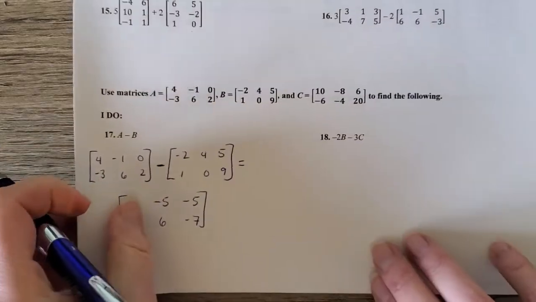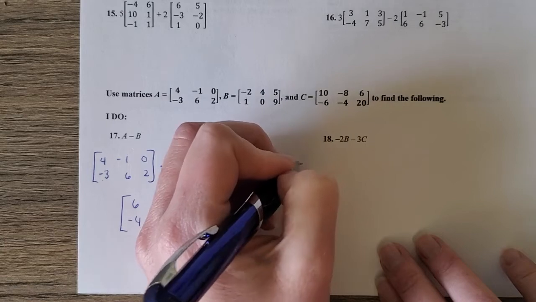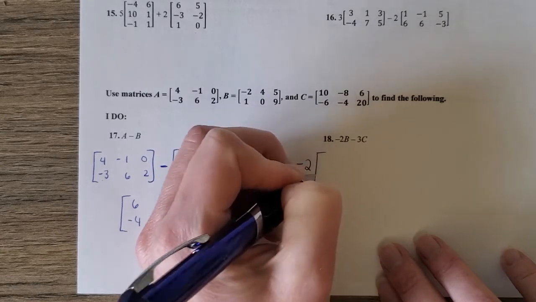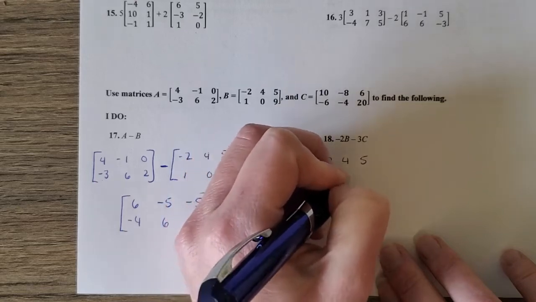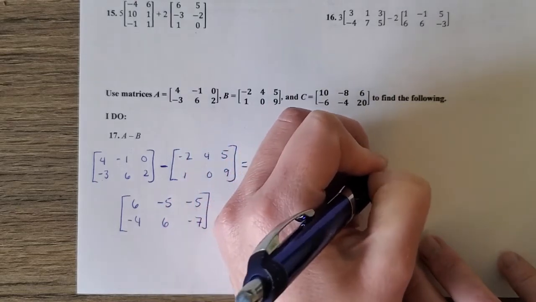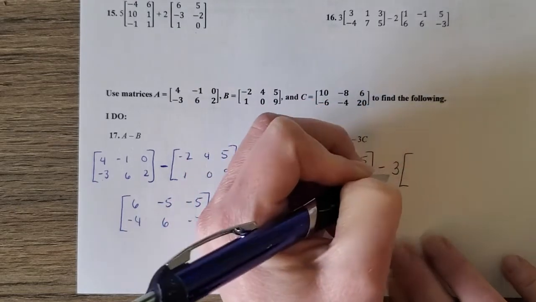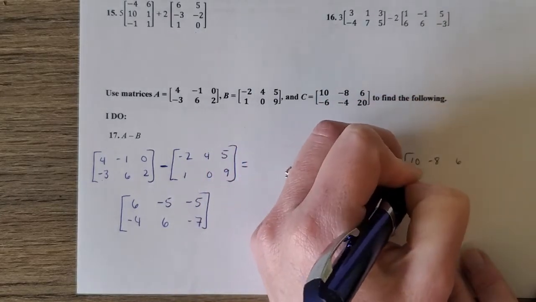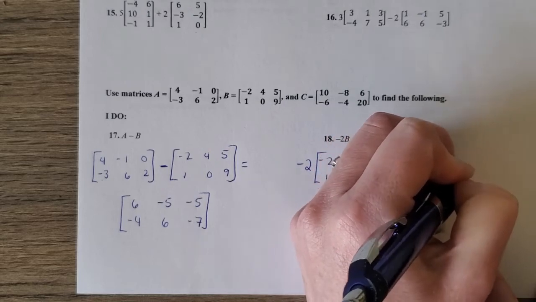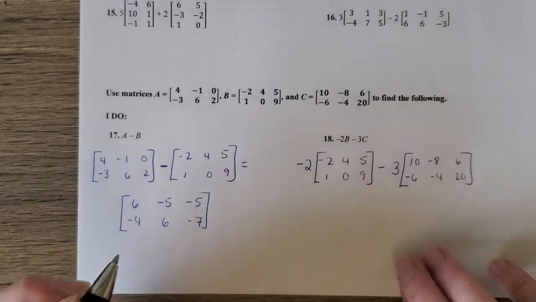For this one, again, we're going to substitute in the matrices. So we have a negative 2, and then we substitute in B, which is negative 2, 4, 5, 1, 0, 9. And then we have minus 3, and then we substitute in C, which is 10, negative 8, 6, negative 6, negative 4, 20. And then we're going to distribute.